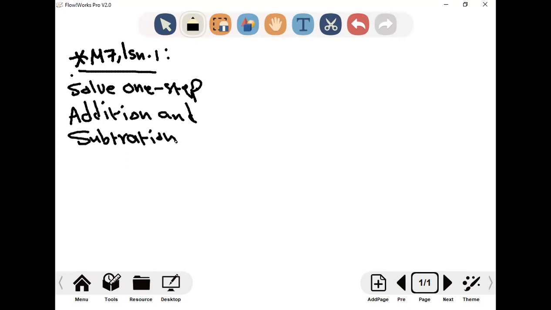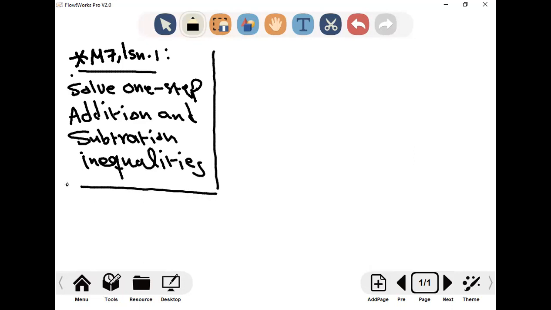In equations, right? Now we took it where? In inequalities. We are on page 331, and today is, what's the date? 12 December.